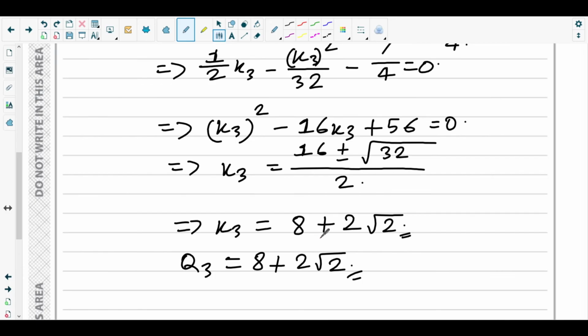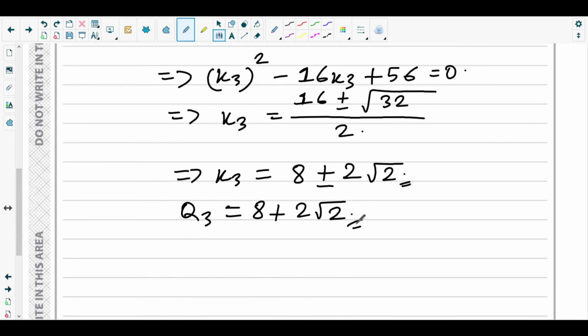I have checked. So 8 plus or minus 2 square root of 2, right? So 8 plus 2 square root of 2 is greater than 8. So it doesn't make sense because it's getting outside the interval. So the answer should be 8 minus 2 square root of 2. Okay. So the Q3, the upper quartile, we got 8 minus 2 square root of 2.